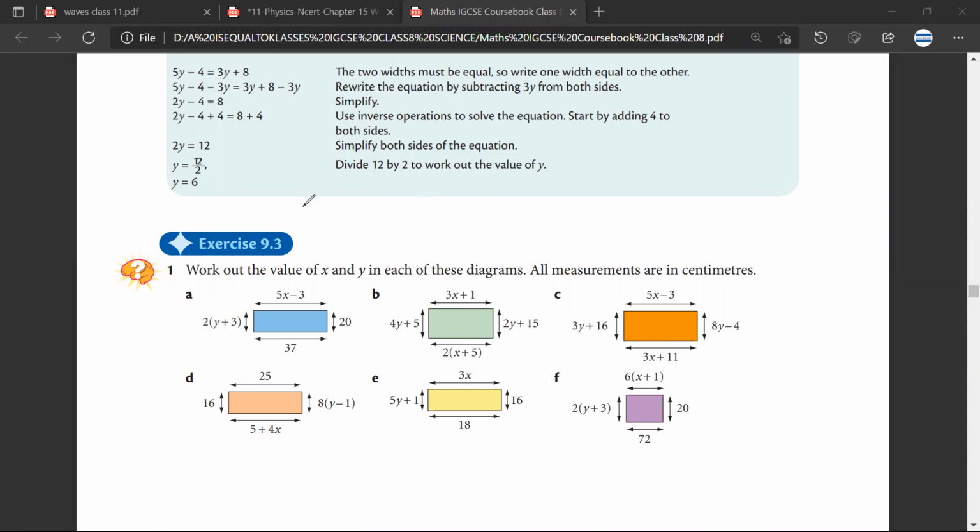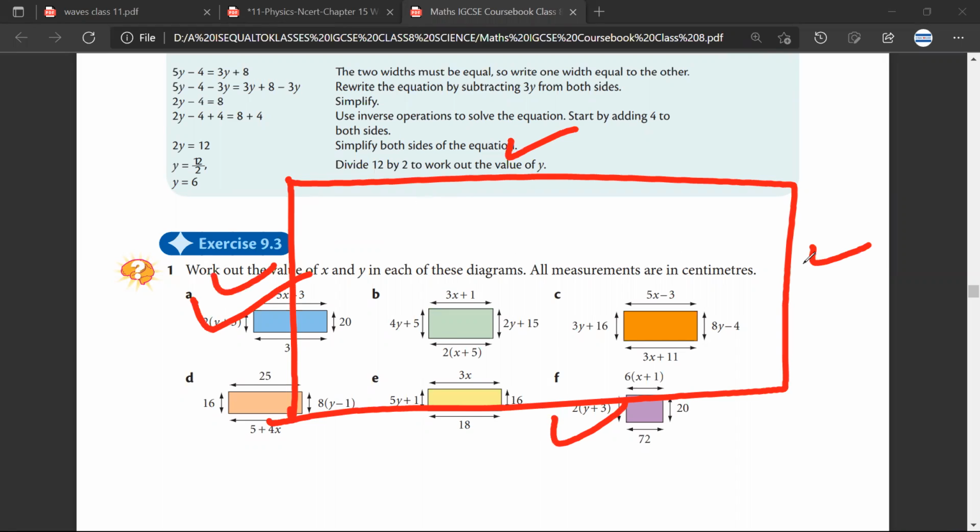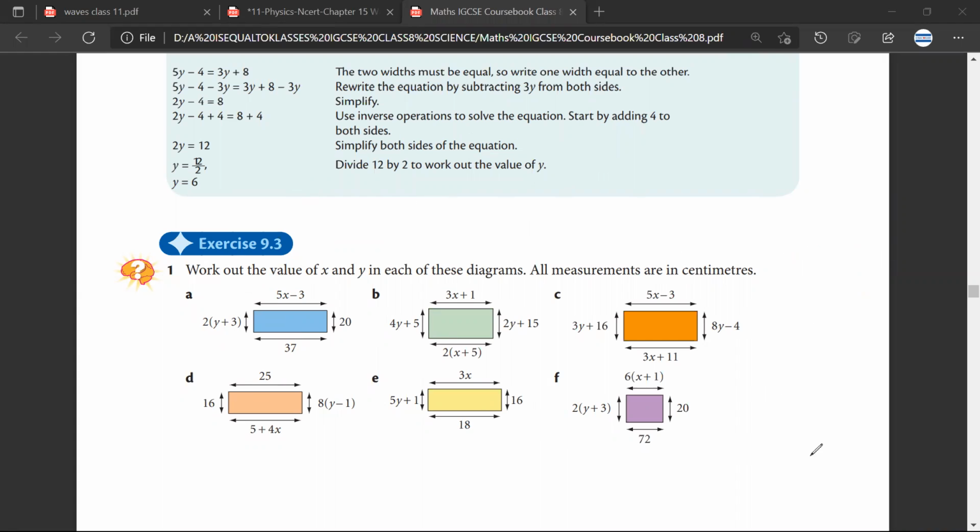See, Mr. Satya, all these are rectangles. Now, because these are rectangles, the opposite sides would be equal. Any doubt? No, sir. So in this question, maybe you'll use the length to find x and the breadth to find y, or maybe the breadth to find x, or the length to find y. Any doubt? No, sir.